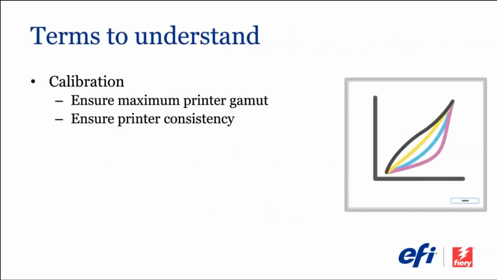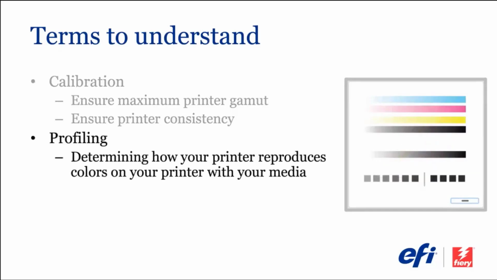A few terms I'd like you to understand before we go through the rest of the presentation here. Now, this is a very high level, 10,000 foot overview of these terms, but the first is calibration. Calibration is a process we perform on our printers, and it ensures what we call the maximum gamut. Gamut is how much color, and we want to be able to get the most color out of our output devices that we can. It also ensures the consistency, the most color, and consistently that amount of color day in, day out, week in, week out.